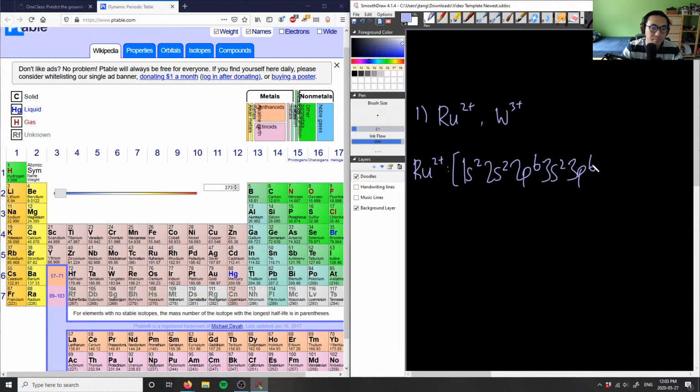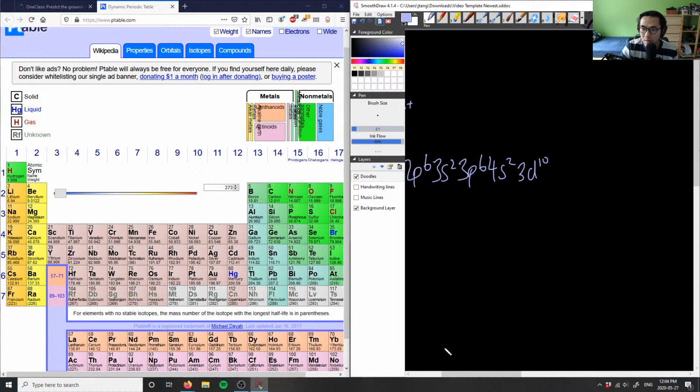3s2, 3p6. We have 4s2 here, signifying those two elements, and then this entire block here is the d block, so this would be 3d10. Then we have 4p6 for these elements over here. Then 5s2 is these two electrons, and then we make our way to ruthenium: 1, 2, 3, 4, 5, 6, so it's 4d6. And this is just ruthenium.